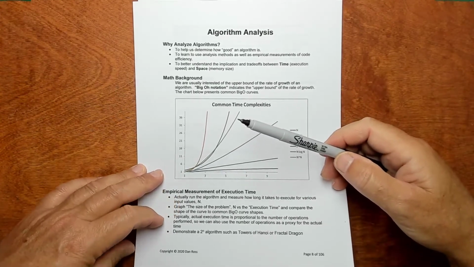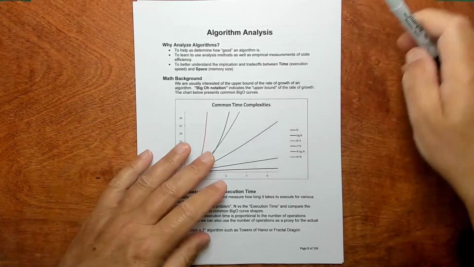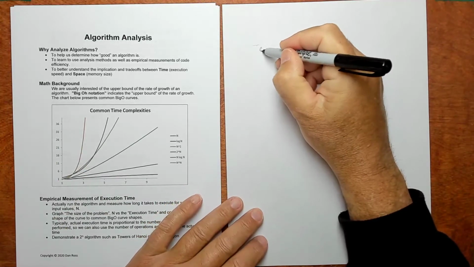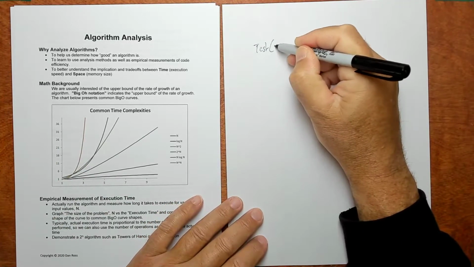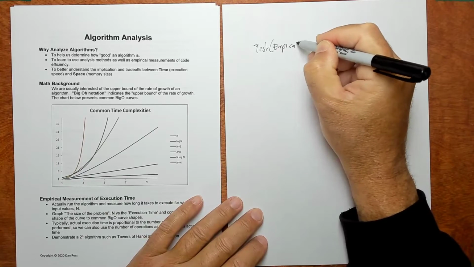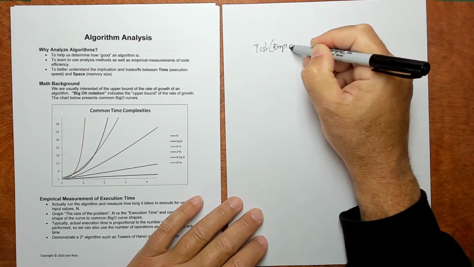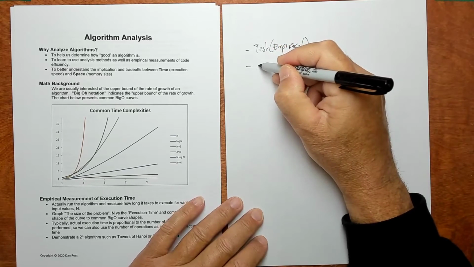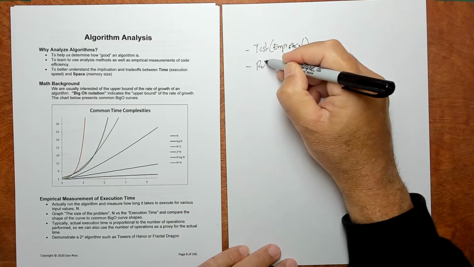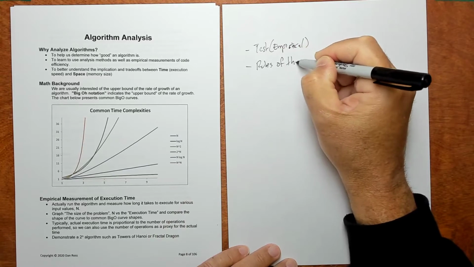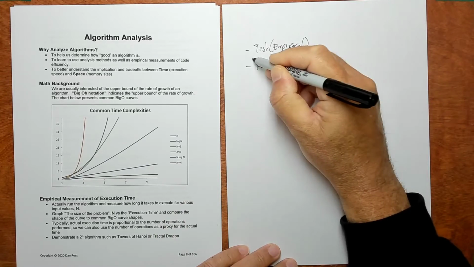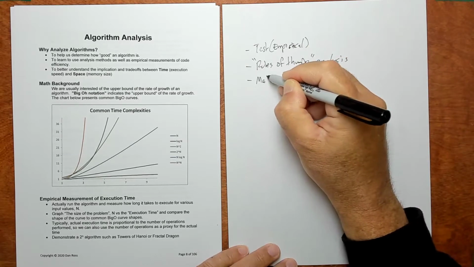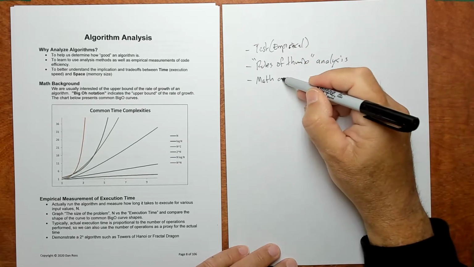All right, how do we determine these? Well, we have a couple different methods. Basically, we have three methods that we're going to look at. We have a test, which I like to call empirical. We can just measure stuff, or we can do what I call rules of thumb kind of analysis, or we can do math analysis.